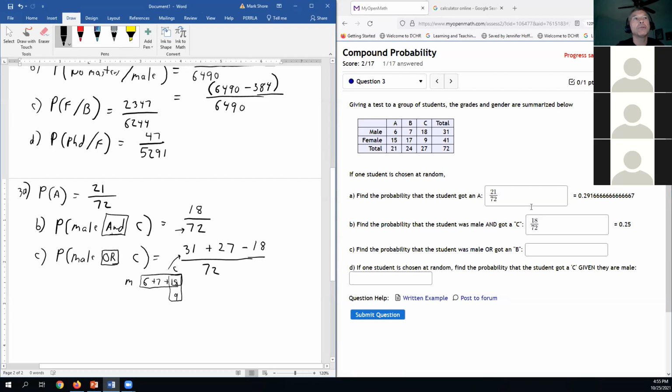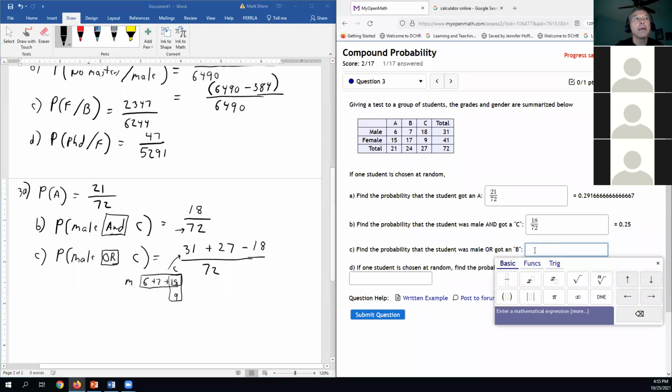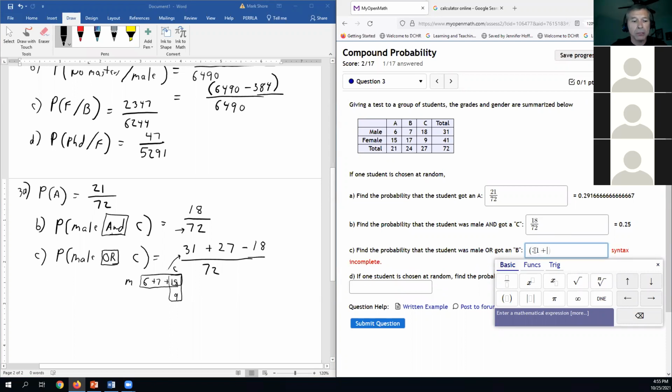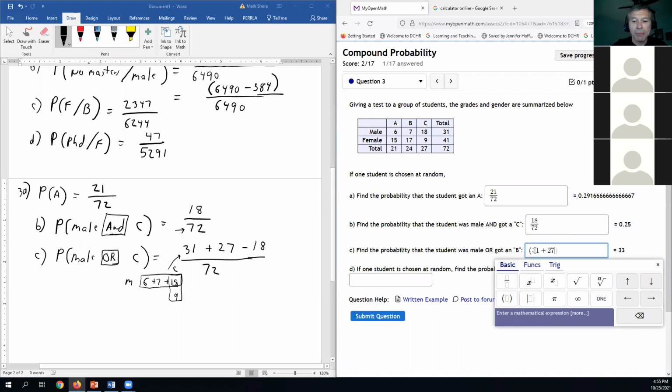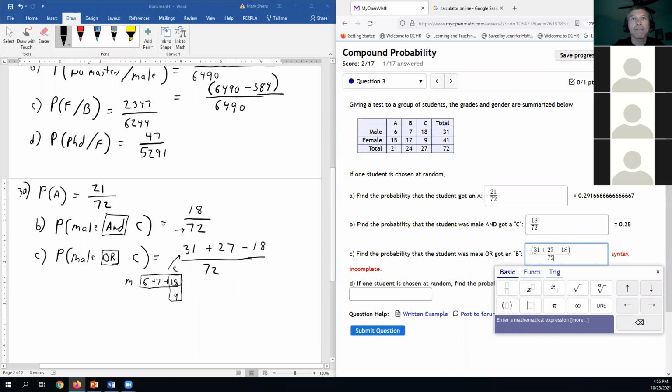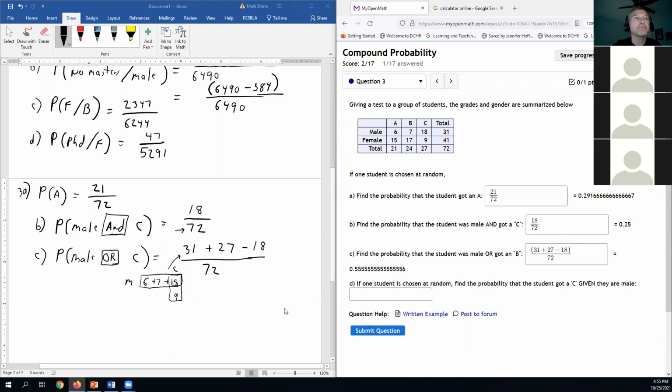So you don't have to do the arithmetic. We can just type it in there. But notice that the or is tougher than the and. It's a little bit complicated there. So I'll type this in. It's 31 plus 27 minus 18. And all that is out of 72. Okay, so that's that one there.